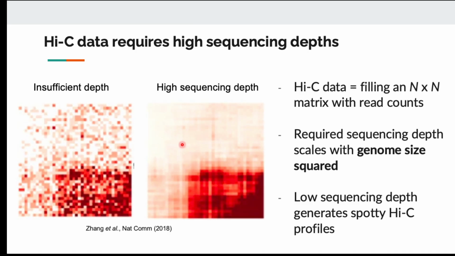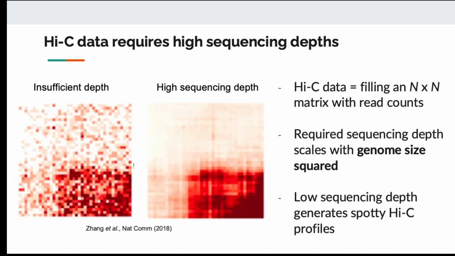can be very prohibitive. Because if you do low throughput sequencing, your data is going to look like the example on the left here, which has many spots where you have maybe 5 read counts, 2 read counts, 3 read counts. It's not good enough for you to understand the overall 3D structure of the chromosome.